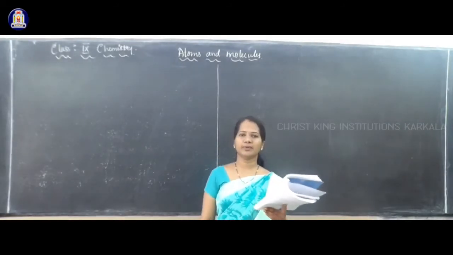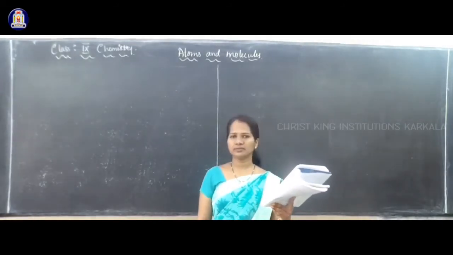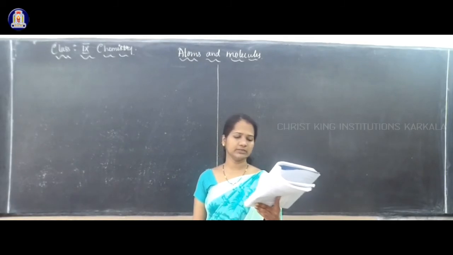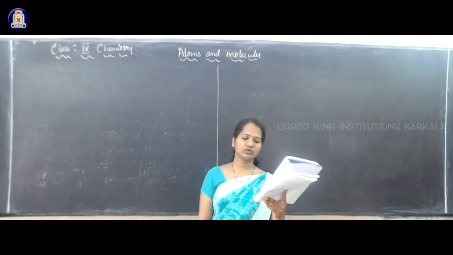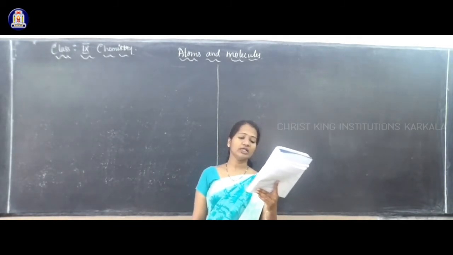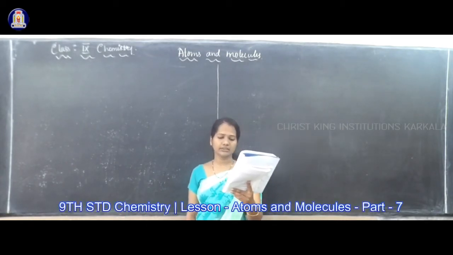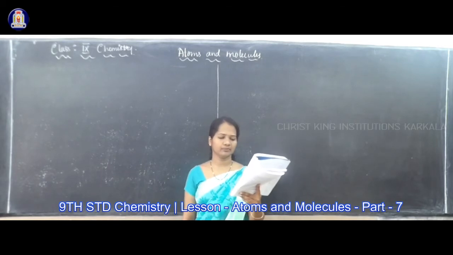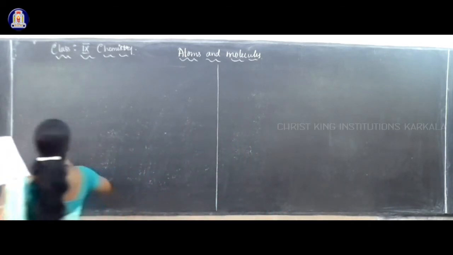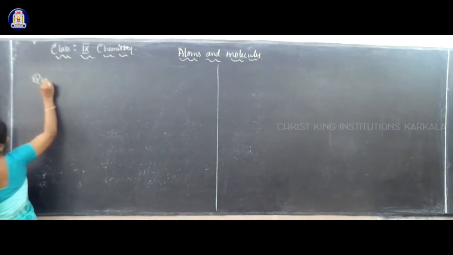Page number 42. Two problems are given in the textbook, the blue color questions. The first question: if 1 mole of carbon atoms weighs 12 gram, what is the mass of 1 atom of carbon?